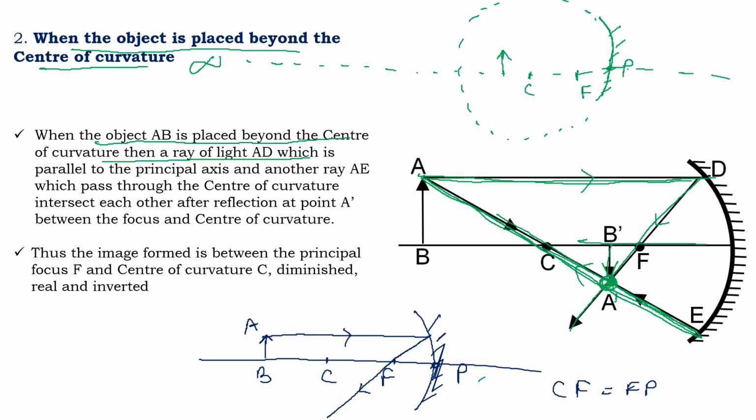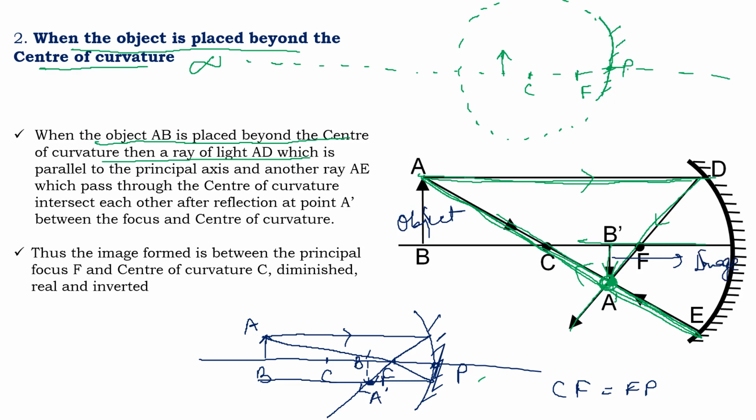The second one says a ray of light passing through the focus after reflection will become parallel to the principal axis. So you can see both the rays are meeting at a point. From here you will join to the principal axis. Now this part was the head, so this is A dash, this is B dash. AB is your object and A dash B dash is your image.